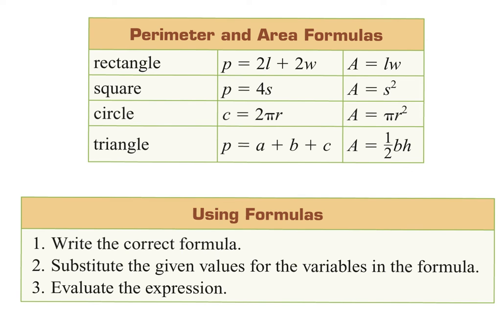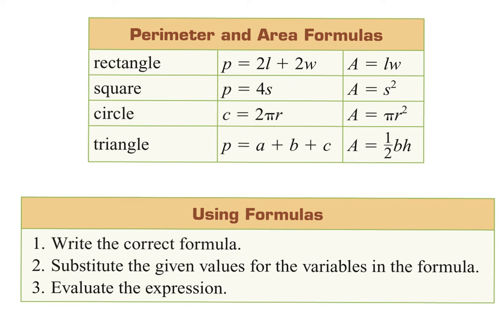Now, I want to talk to you about keywords. How do I know if I'm talking about perimeter, or how do I know if I'm talking about area? Anything that goes around the outside. So like one of the ones they love to use is fencing. They're fencing in a garden. Well, if you fence in a garden, you're going to put that around the outside. That's going to be perimeter, right?